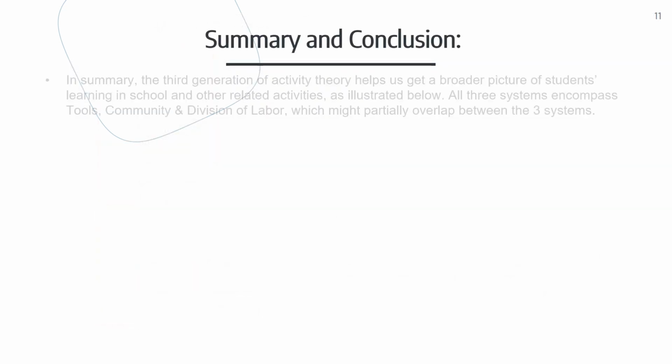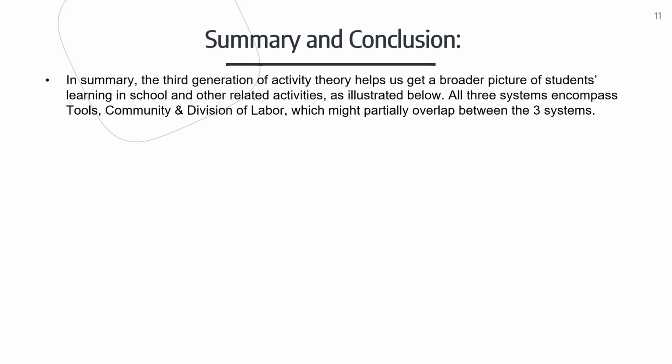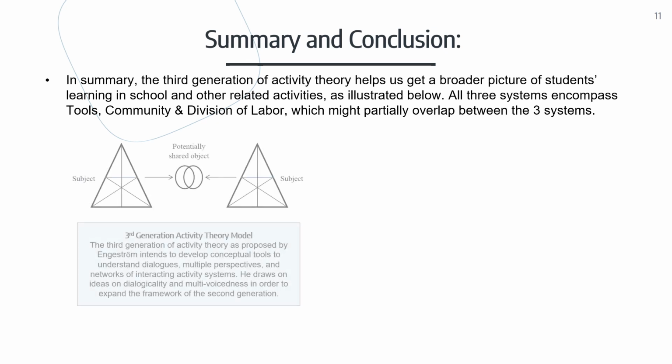The third generation of activity theory helped us get a broader picture of students' learning in school and other related activities as illustrated below. All three systems encompass tools, community, and division of labor, which might partially overlap between the three systems. This is the third generation activity theory model as proposed by Engestrom that intends to develop conceptual tools to understand dialogues, multiple perspectives, and networks of interacting activity systems. He draws on ideas of dialogicality and multi-voicedness in order to expand the framework of the second generation.